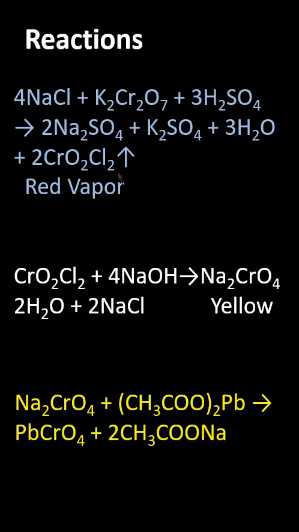The reactions. In this process, the chloride salt, potassium dichromate and sulfuric acid react to form the chromyl chloride vapors along with sodium sulfate, potassium sulfate and water. The chromyl chloride on reaction with sodium hydroxide forms sodium chromate, and sodium chromate when treated with lead acetate solution, then a yellow precipitate of lead chromate is formed.